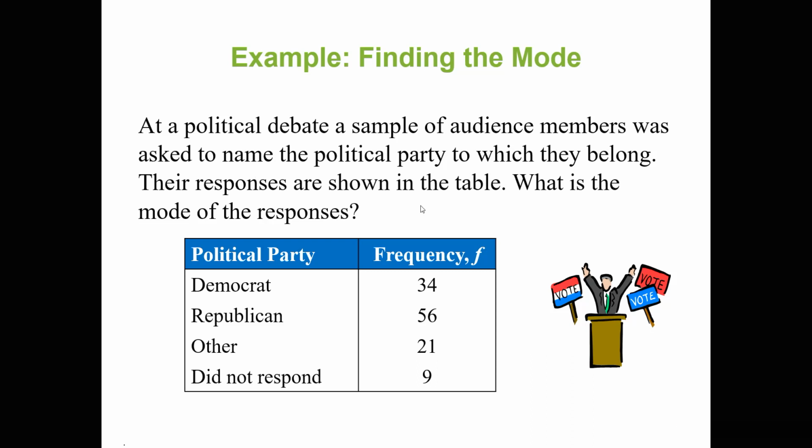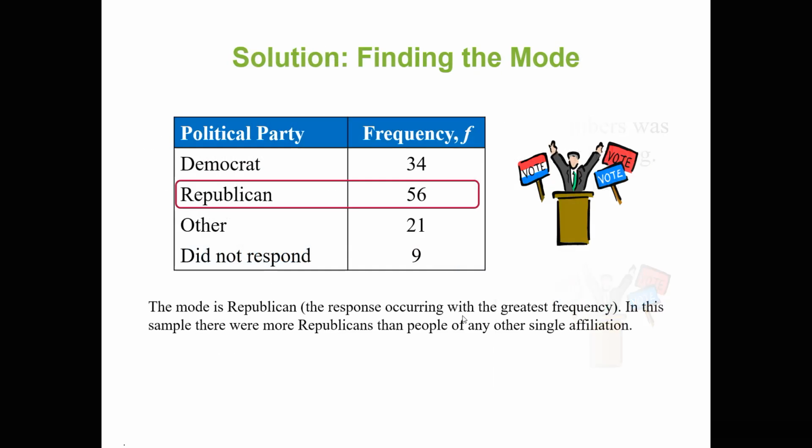Let's take this example. Here it says a political debate, blah, blah, blah. What is the mode of the responses? So you are simply looking for the political party having the highest frequency. And if you look in terms of the highest frequency, you can immediately see that the highest is basically 56. So you are talking of this.